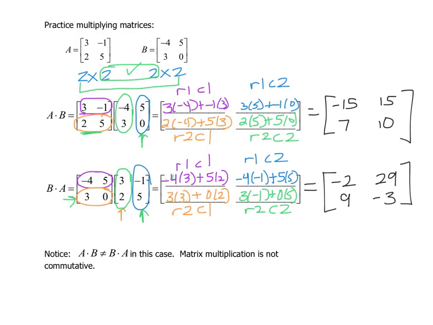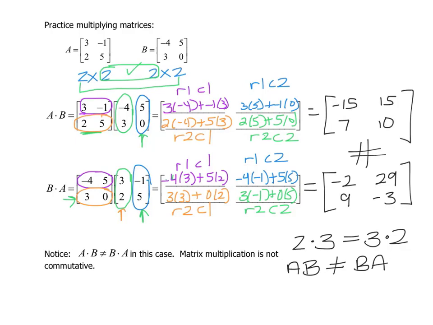Now, one thing to notice here is both times I ended up with a 2 by 2 matrix, but these two matrices are not the same. We are used to them being the same when we're multiplying. For instance, if I take 2 times 3, this equals 3 times 2. That property is called the commutative property of multiplication. But when we have matrices, A times B may equal B times A, but it's not guaranteed, and usually it's really lucky if that happens.